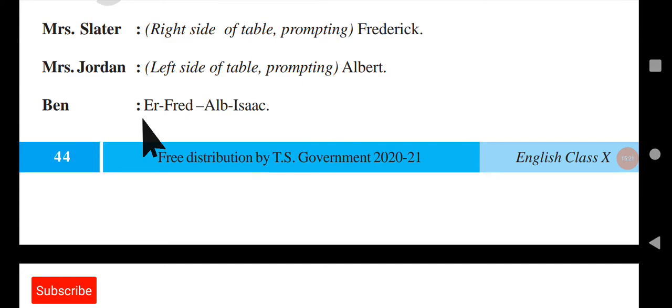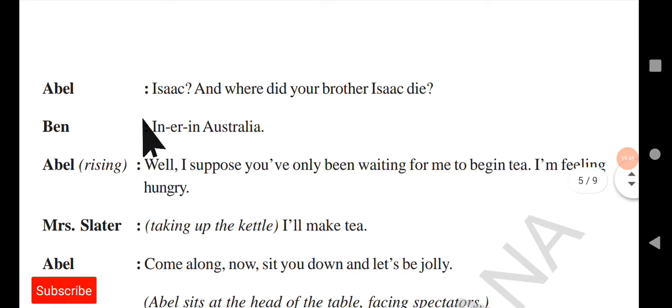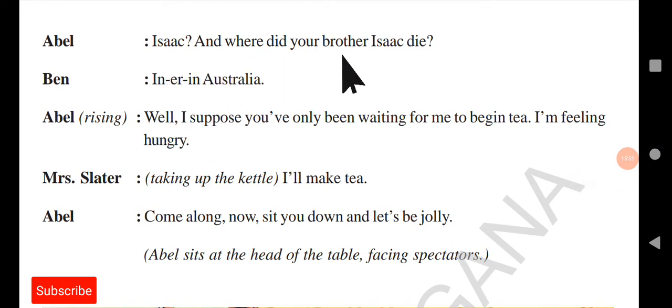Immediately all three people at once, without even a difference of 1 or 2 seconds, one after another, give three different names. It becomes a type of comedy for them. None of them know what the other person is saying, or what name the other is giving. Immediately Abel says Isaac, and where did your brother Isaac die? Ben tries to come up with something new and interesting: in Australia.